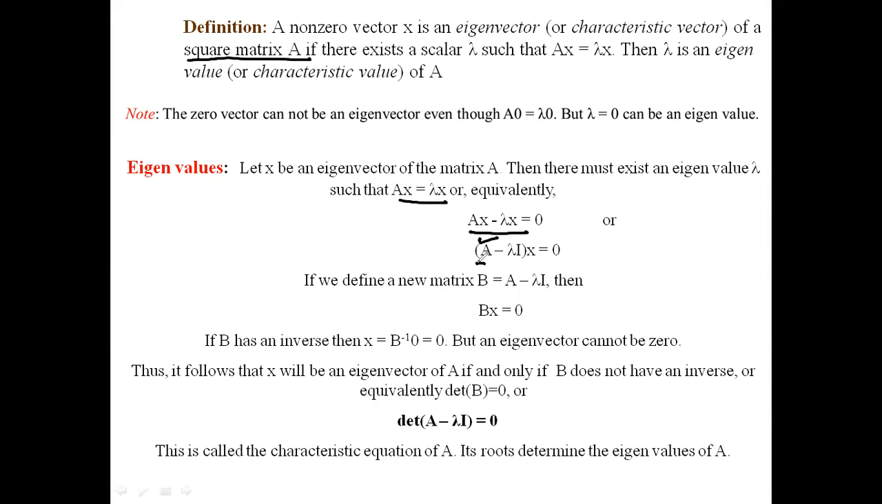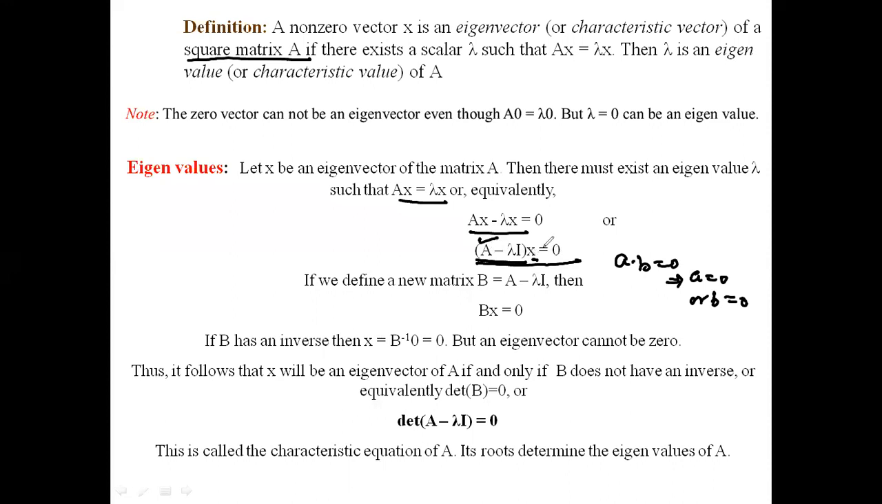Now here we have the product of two terms equal to 0. Tell me, if A times B is equal to 0, what does this imply? Either A is equal to 0 or B is equal to 0. Yes or no? Here also, this is the first term and x is the other term. So either A minus lambda I is equal to 0 or x is equal to 0.